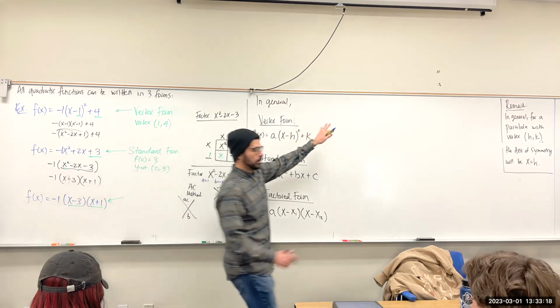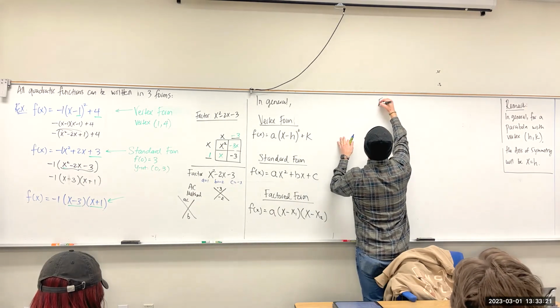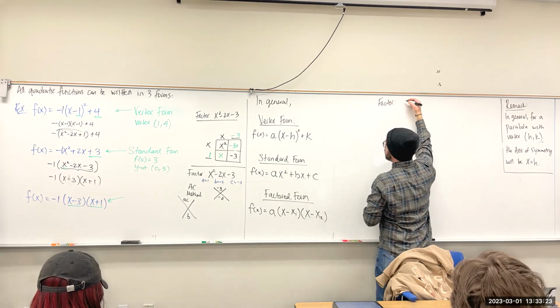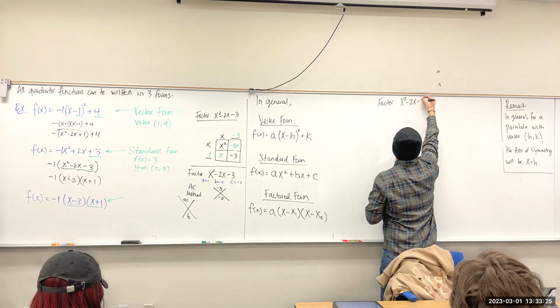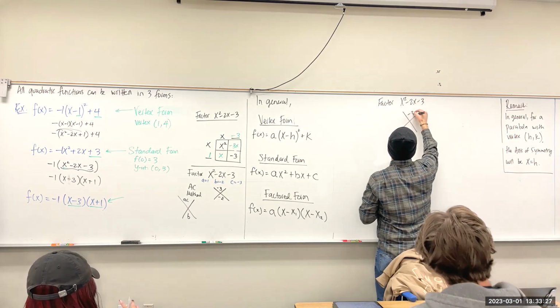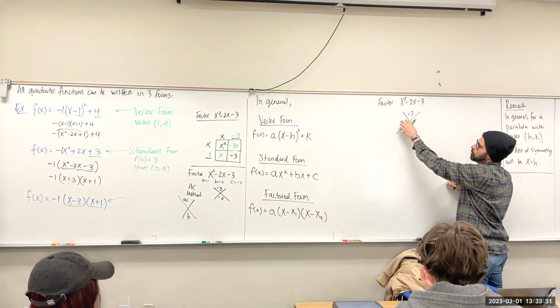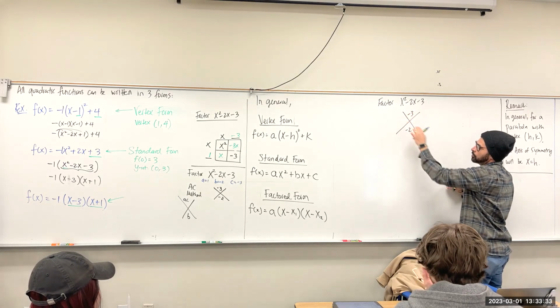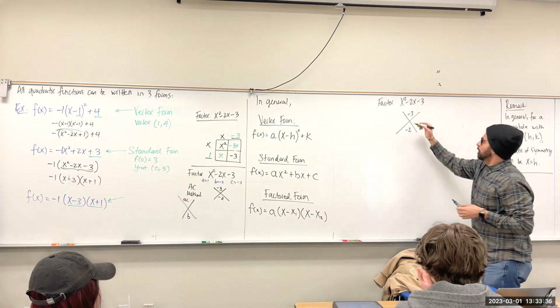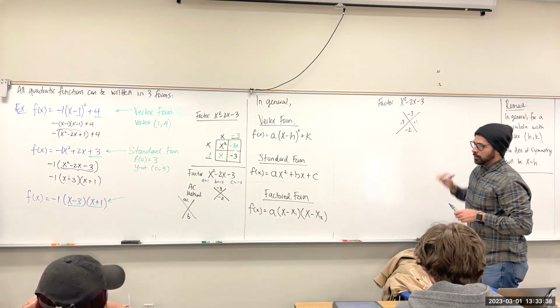I'm going to move this over here. I'm going to erase it later on. Okay, so what two numbers multiply to the top but add to the bottom? -3 and +1, right? Yeah.